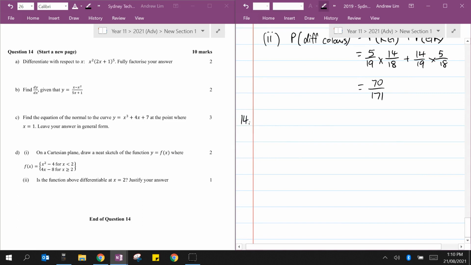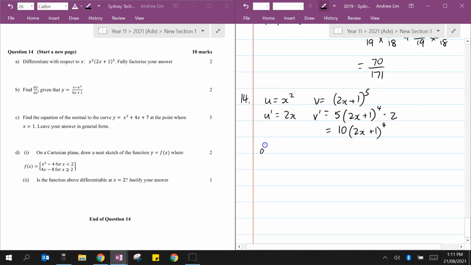Differentiate with respect to x, x squared times 2x plus 1 to the power 5. Fully factorize your answer. So here, what we need to do is use the product rule. So u is x squared, so u dash is equal to 2x. V is equal to 2x plus 1 to the power of 5. So for v dash, we need to use the chain rule here. Bring down the power, reduce the power by 1, but times it by the derivative of what's inside the brackets. So that simplifies to 10, 2x plus 1 to the power of 4.